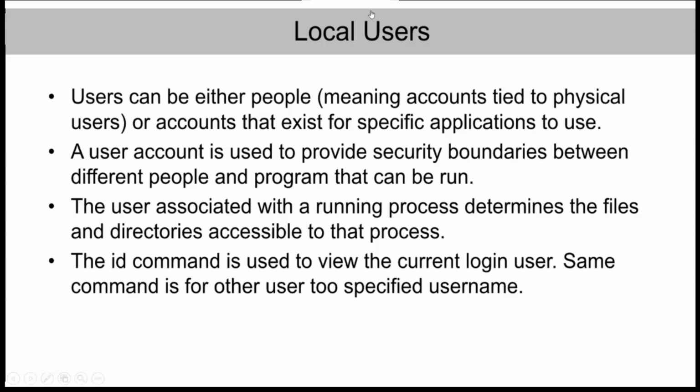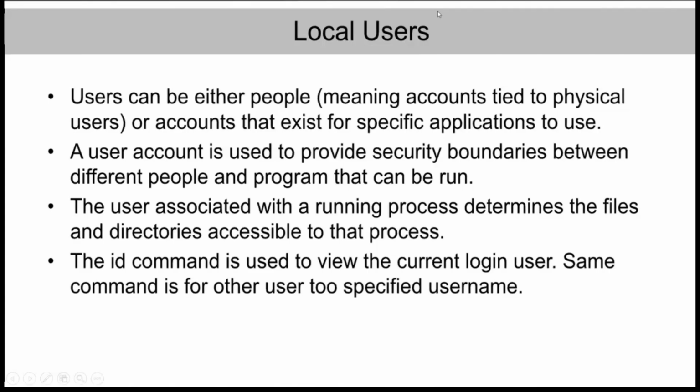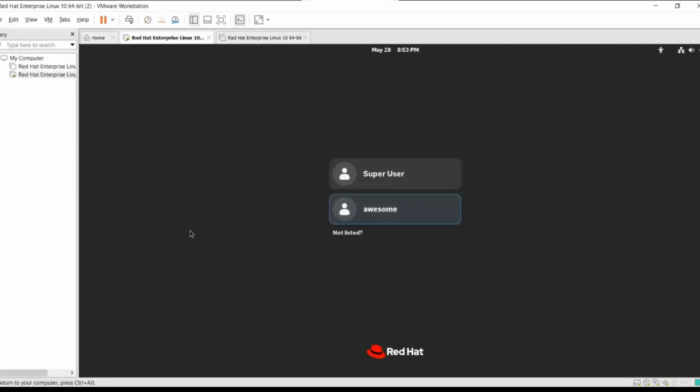I'll show you there, and then we will try to understand it. So here you can see I'm on my machine, and here we have two users, super user and awesome user. That's the thing I want to explain. If you want to use this operating system, we require an account. So at the time of installation I created two accounts. One is the administrator account, super user, or we can say root user. The second one is awesome user, the local user which I have created.